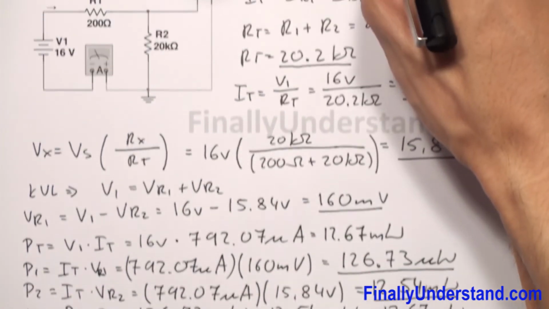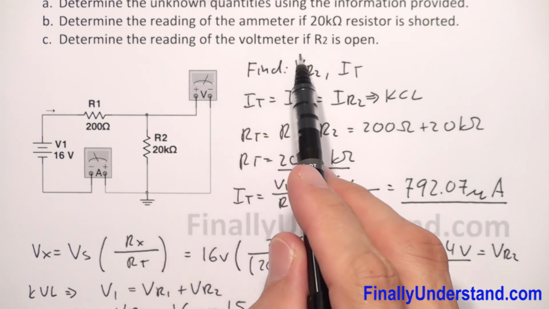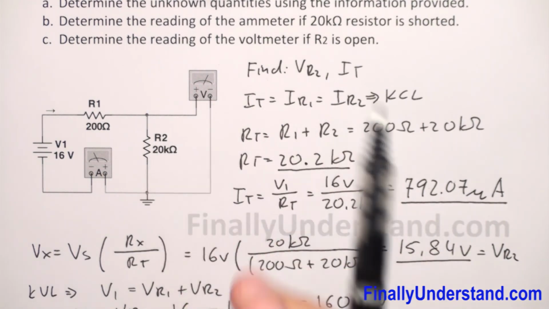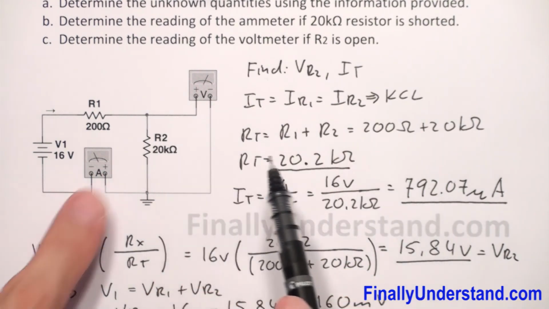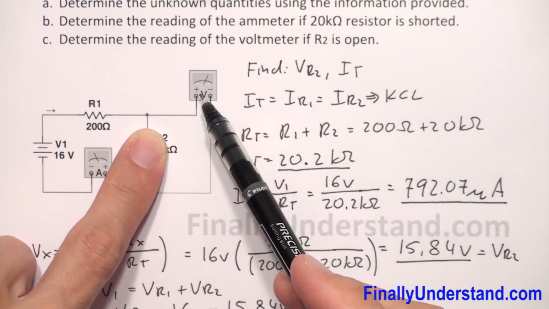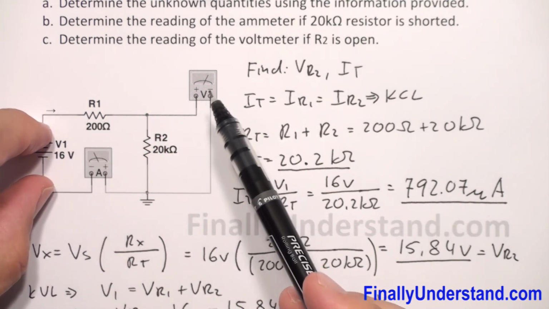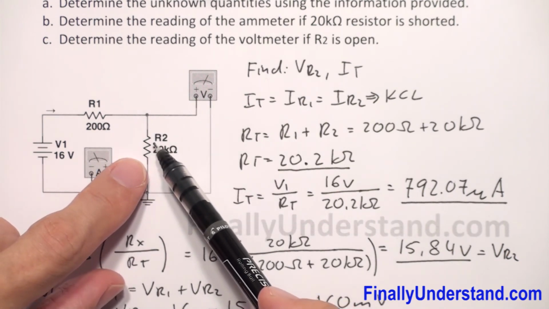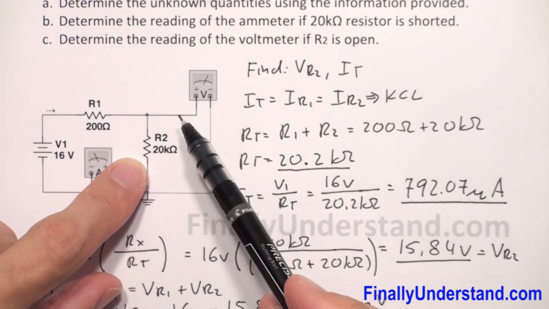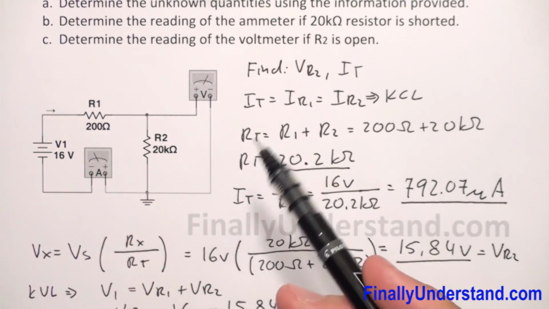So, part C. In part C, the problem is asking me to find the reading of the voltmeter if R2 is open. If R2 is open, this is like a gap. So your voltmeter is going to measure nothing else, just simply the voltage source. Because if this resistor is open, your voltmeter is going to see the gap over here. And a gap in electronics means extremely large resistance.